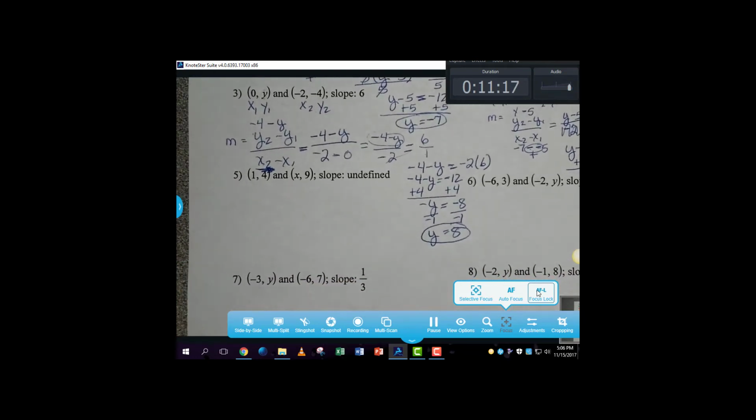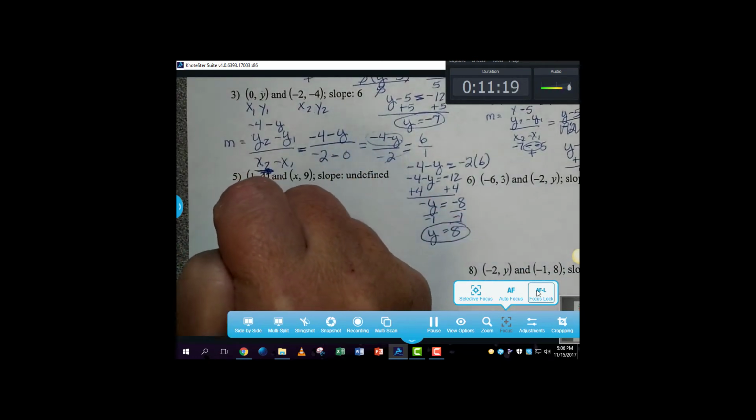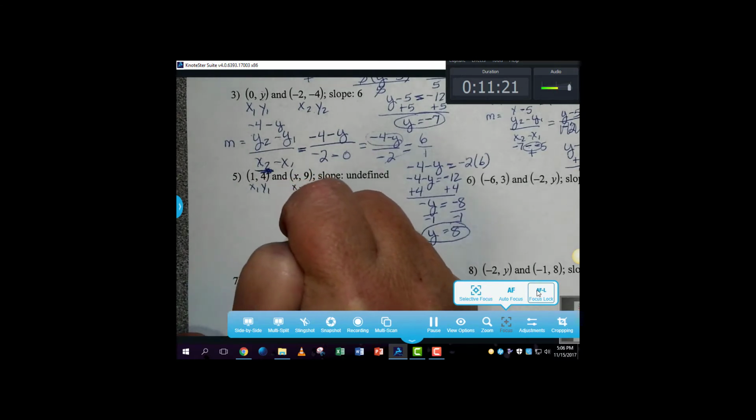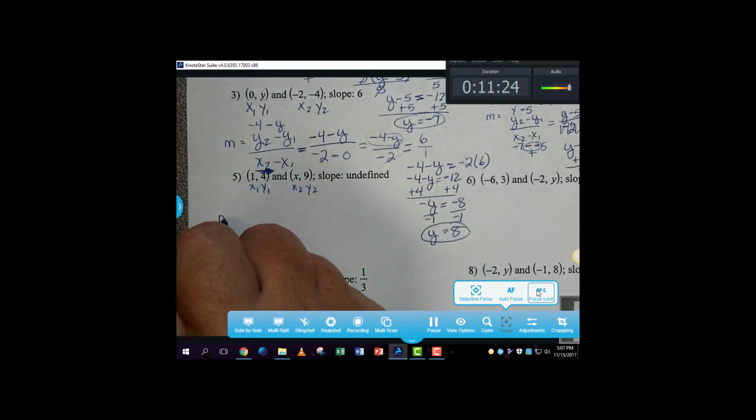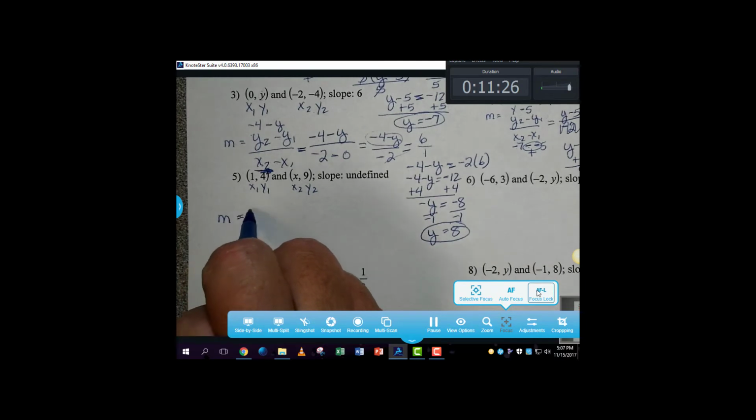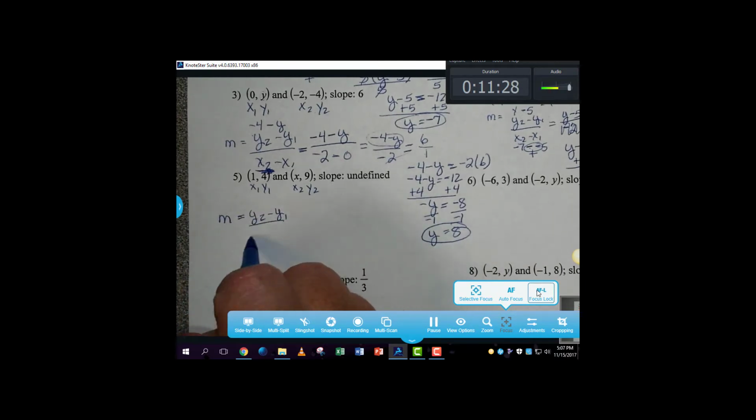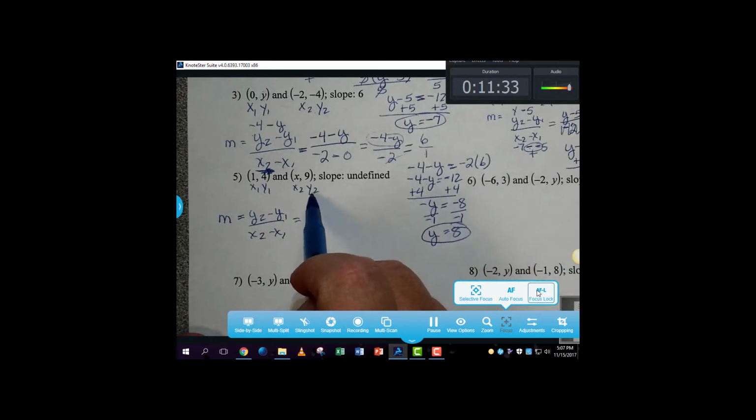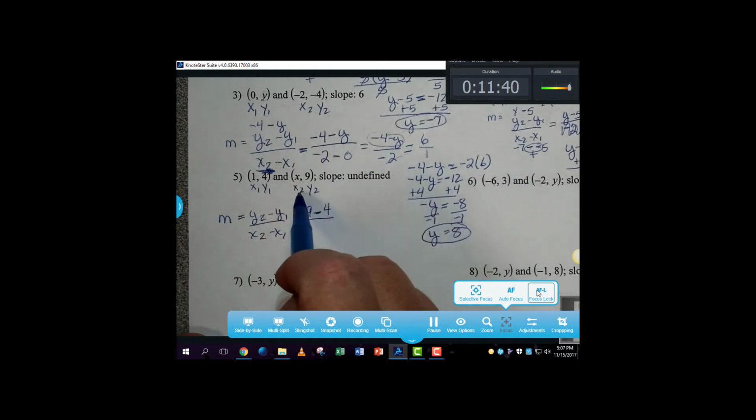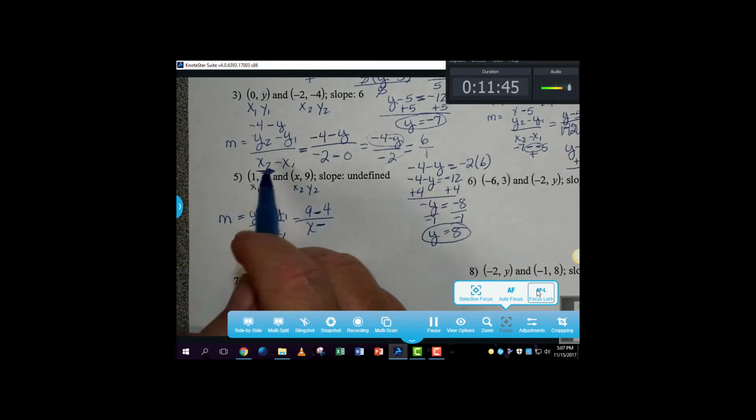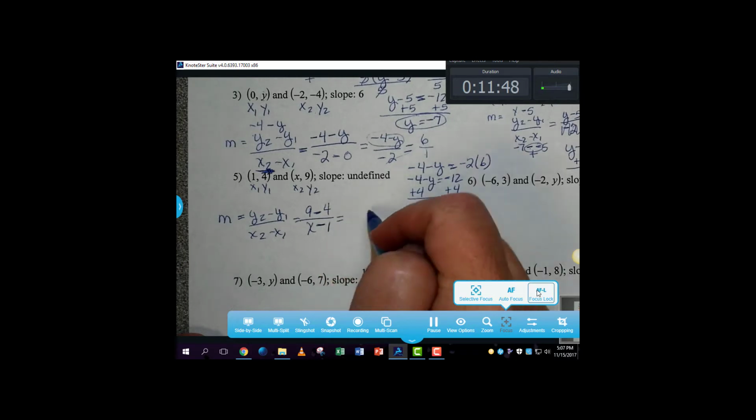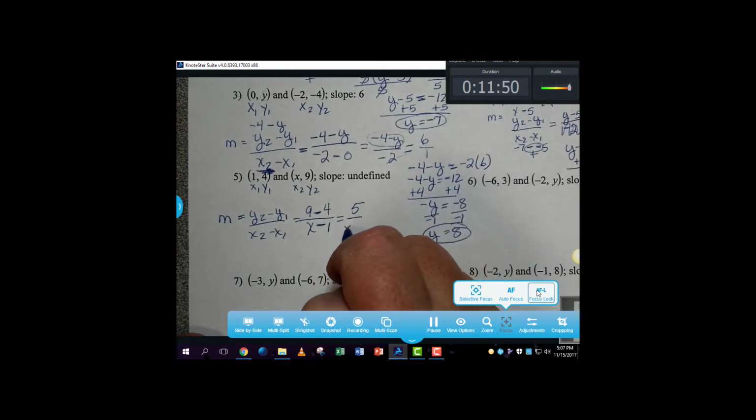Number 5, I have x1, y1, I have x2, y2. The slope is equal to y sub 2 minus y sub 1 divided by x sub 2 minus x sub 1. So y sub 2 is 9, minus from the formula y sub 1 is 4, divided by x sub 2 is just x, minus from the formula x sub 1 is 1. So I'm going to get 5 over x minus 1.